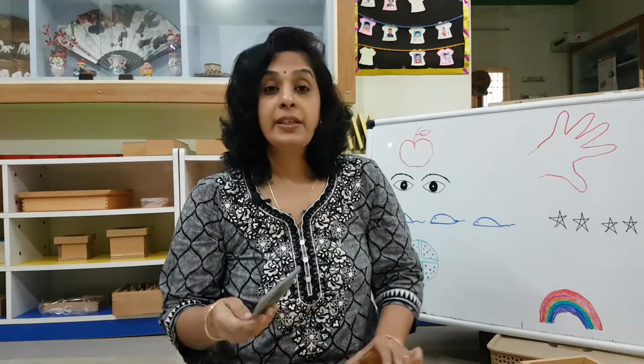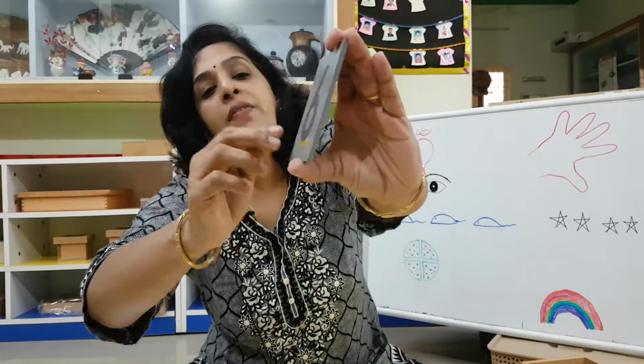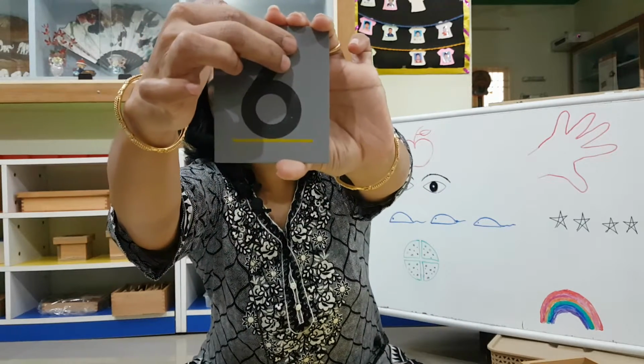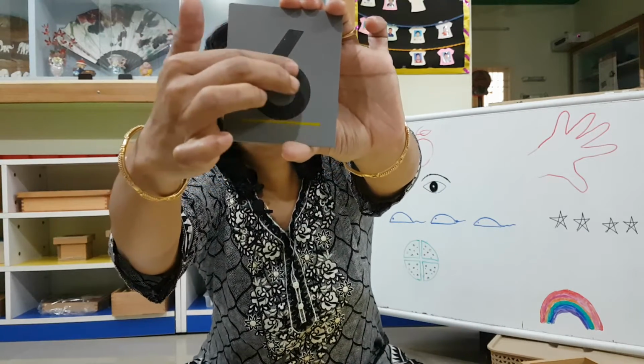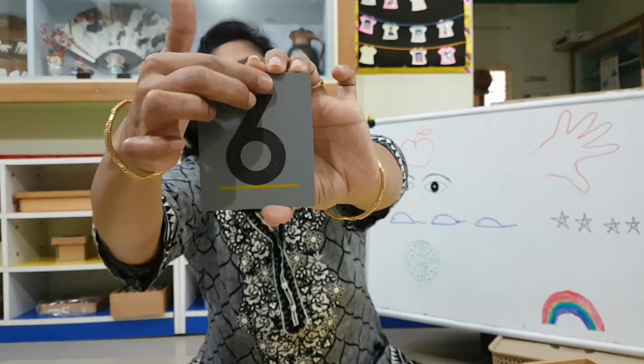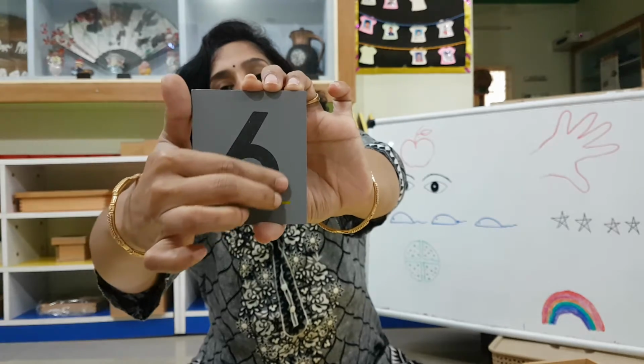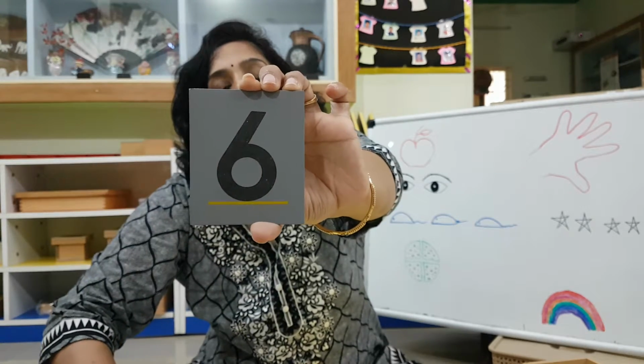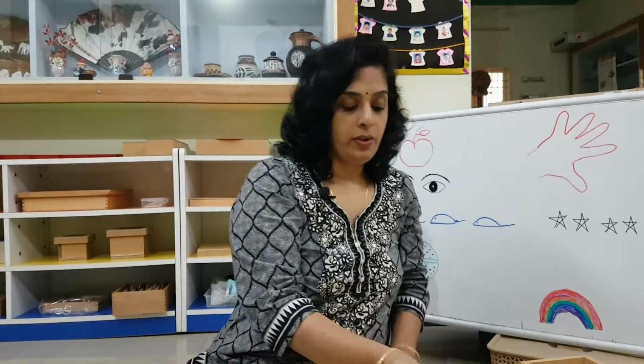What number is this? This is 6. Excellent. How shall we write 6? Start from here. 6. One more time. Start from here. 6. Good.